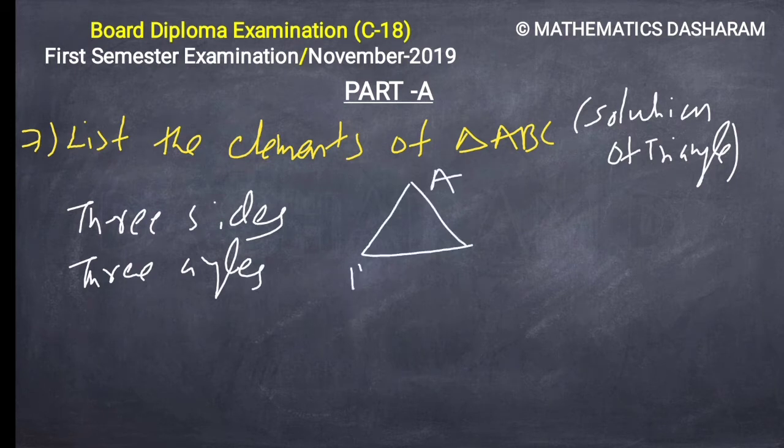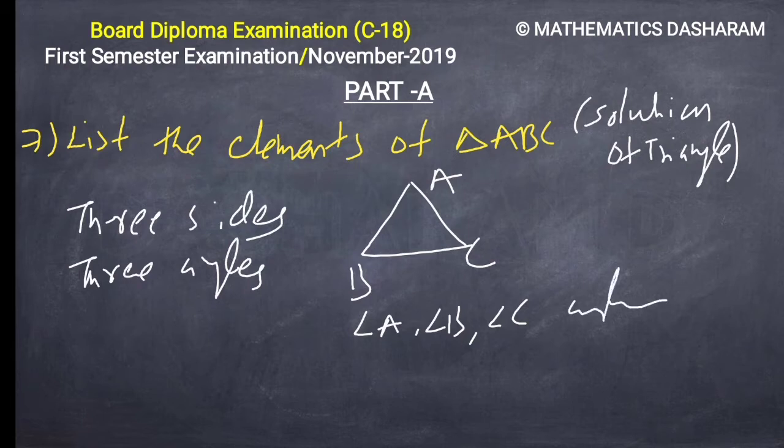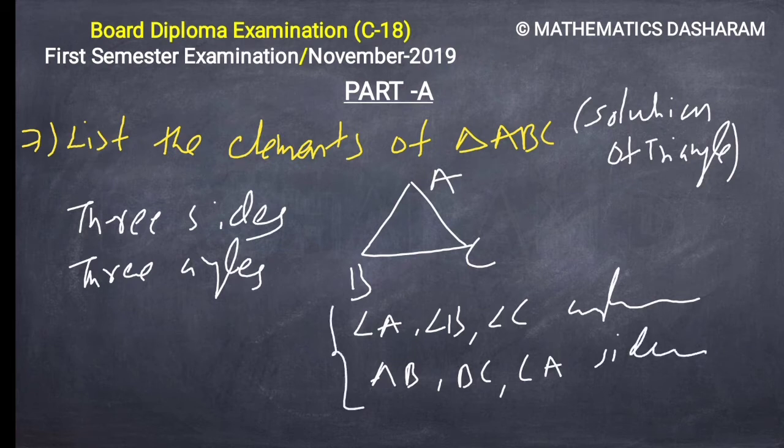For example, in the triangle ABC, angle A, angle B, angle C are angles. Next, AB, BC and CA are sides. So these are the elements of the triangle ABC.